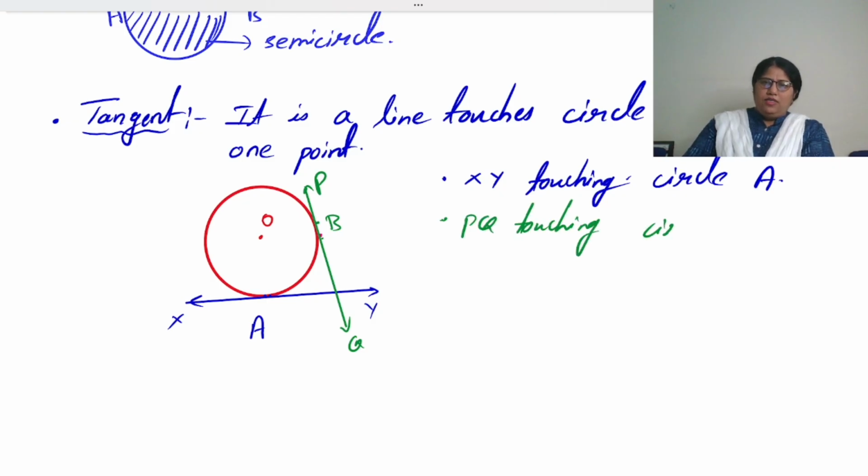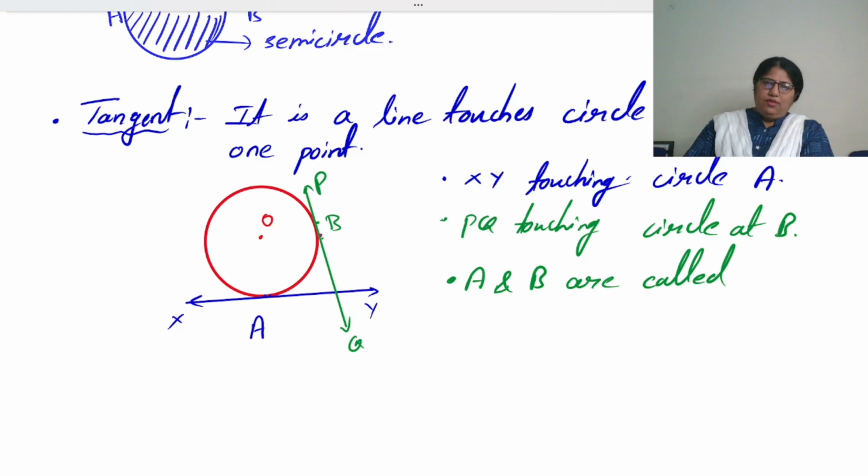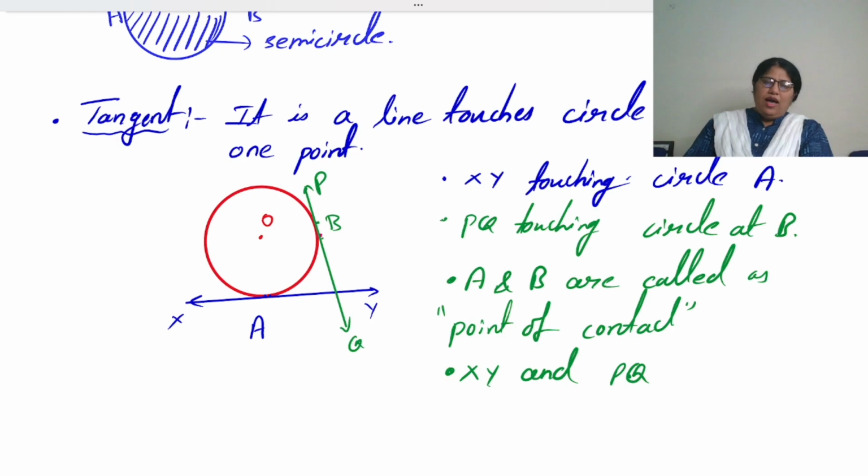Touching circle at B. So here you will see A and B are called the points of contact, right? This is the first pointer. What is the second pointer here? XY and PQ, as per our definition, are tangents to the circle.